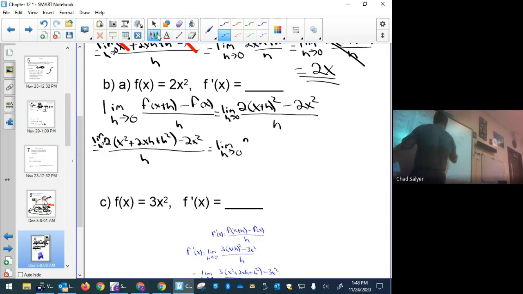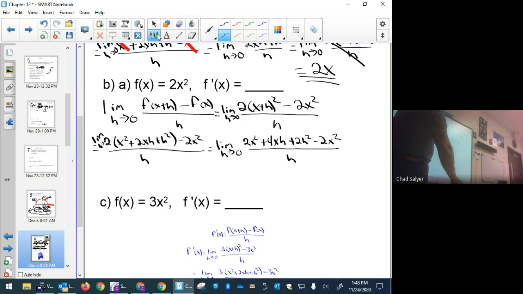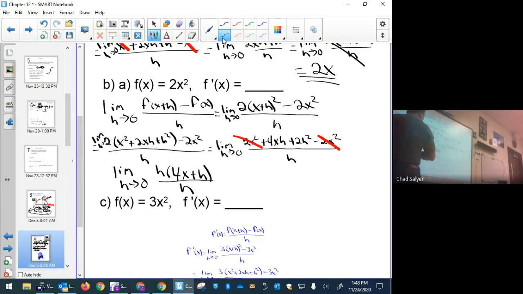Okay, so distribute that 2: 2x squared plus 4xh plus 2h squared minus 2x squared. So once again, we've got something that cancels here fortuitously. And I can factor an h out of those remaining terms in the numerator. So I get the limit as h goes to 0 of h times 4x plus h over h. If I cancel those out, plug in 0, get 4x.